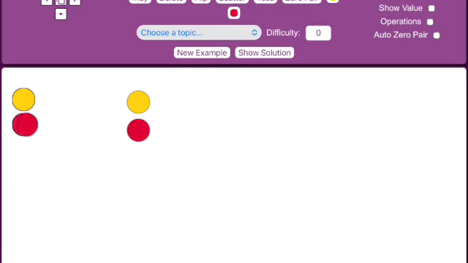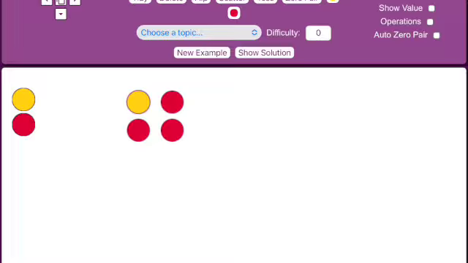Now, if I were to add more objects, let's say that my whole or my set is made up of 4 objects. In this situation, we're going to talk about the yellow counter as making up 1 out of 4, or 1/4 of my whole, or 1/4 of my set, okay? I could also say that the red counters are making up 3/4 of my set.